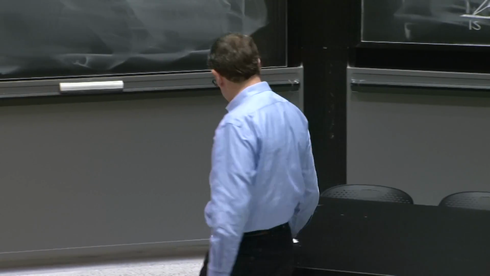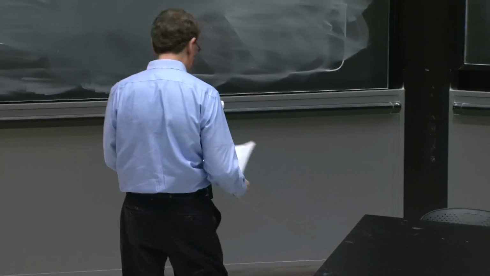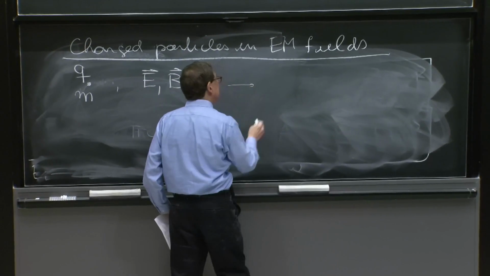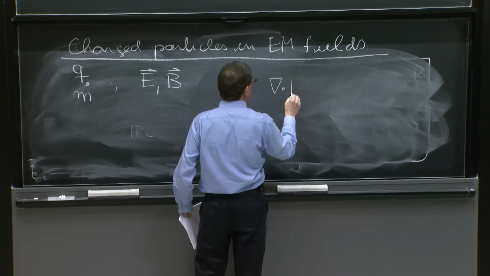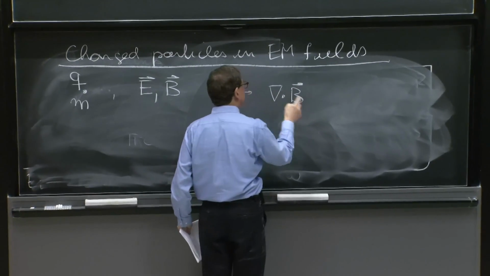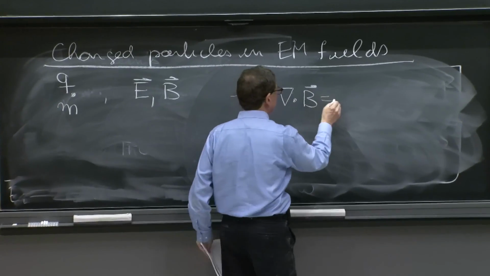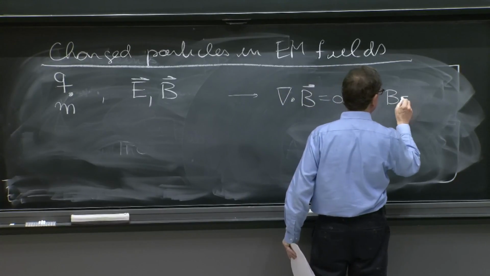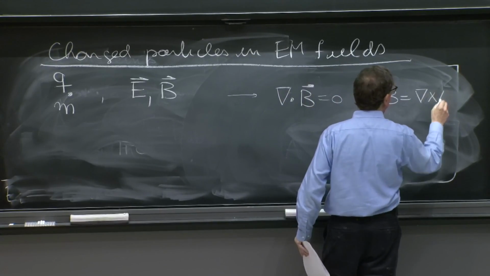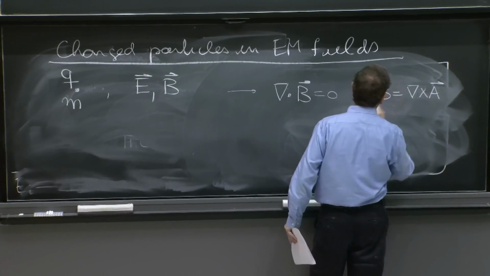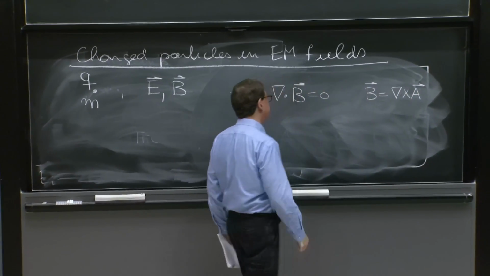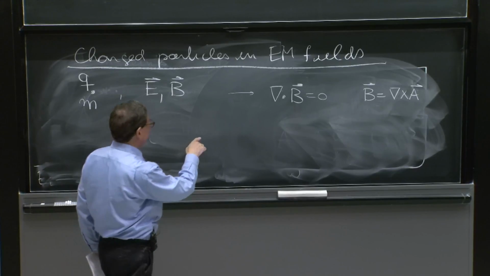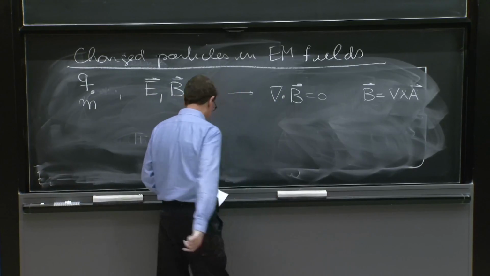So let's explain what's happening with these potentials. Basically, it all starts from the idea that you have a Maxwell's equation, del dot B equals 0. And this is solved, it is said, by setting B equal to the curl of A. And indeed, if B is equal to the curl of A, this equation is satisfied.